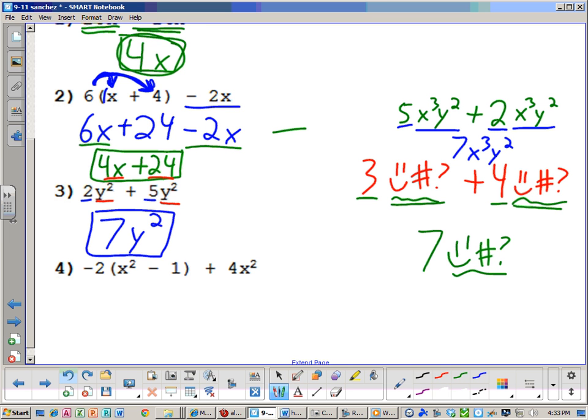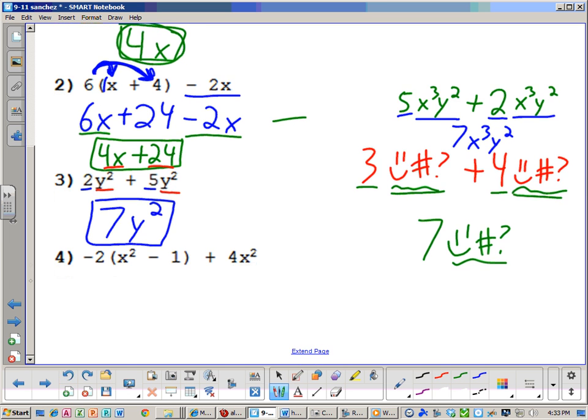All right. Over here, number 4, same exact deal. Negative 2 times x squared. In front of the x squared is an invisible number 1. So all I got to do is negative 2 times 1. Negative 2 times 1 is negative 2. So I'm going to write negative 2x squared and negative 2 times negative 1.